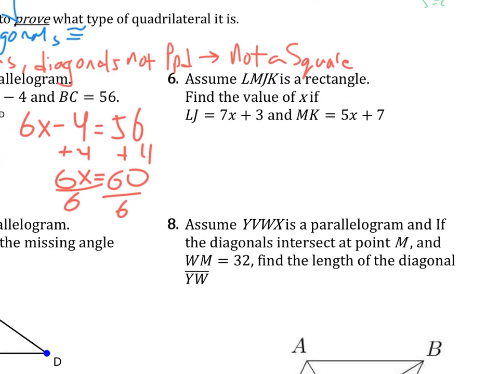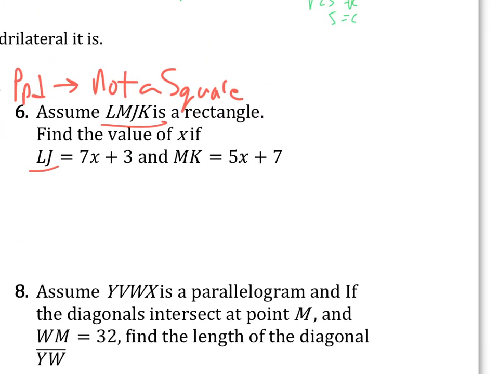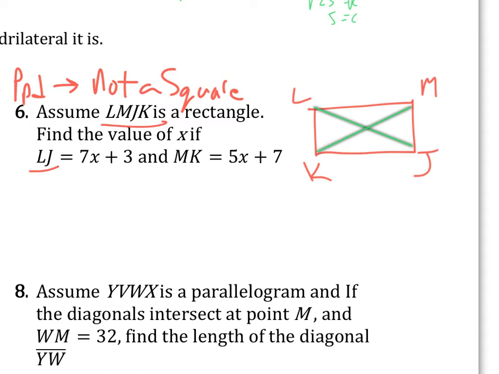Okay? If we've got some rectangle here, okay? If it helps, draw it out, LMJK. LJ is a diagonal, and MK is a diagonal, okay? So let me try drawing this out here. LMJK, all right? And our diagonals look like this. Okay, so there's our diagonals there. Okay, and so what do we know about the diagonals of a rectangle? They are congruent. Got that one down?